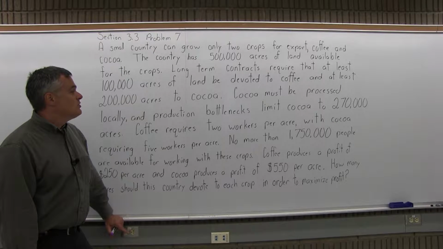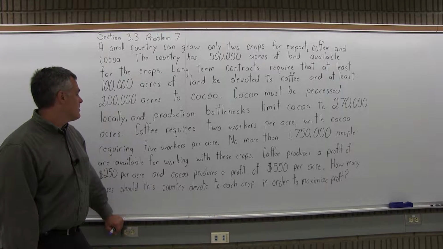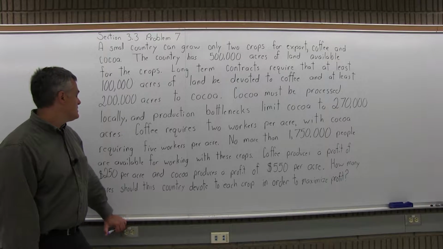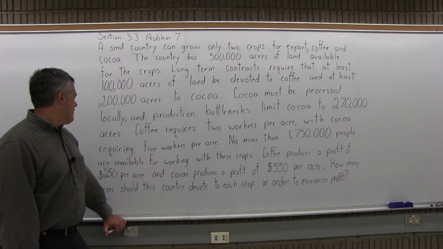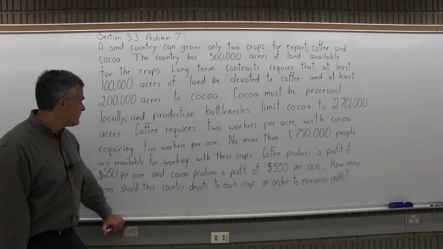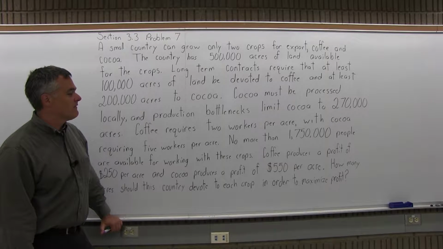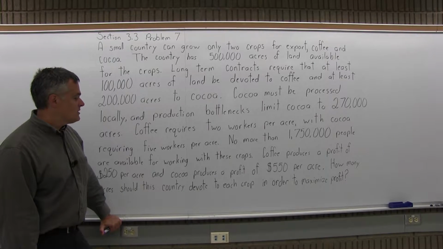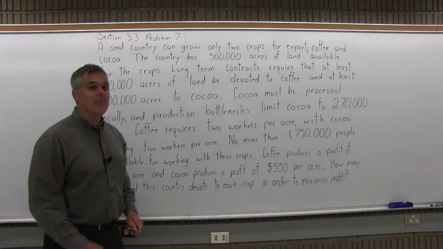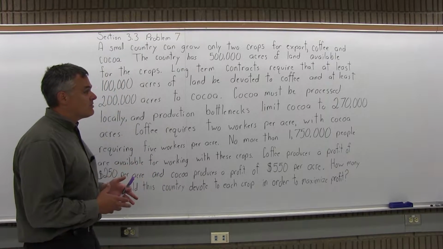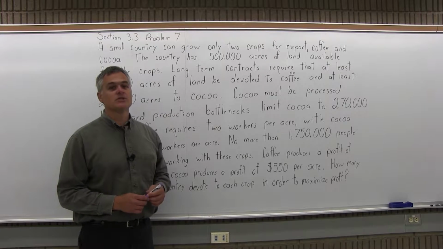Coffee requires 2 workers per acre, with cocoa requiring 5 workers per acre. No more than 1,750,000 people are available for working with these crops. Coffee produces a profit of $250 per acre, and cocoa produces a profit of $550 per acre. How many acres should this country devote to each crop in order to maximize profit? So again, there is a 4-step process to set up the problem, and then 4 more steps to solve it.